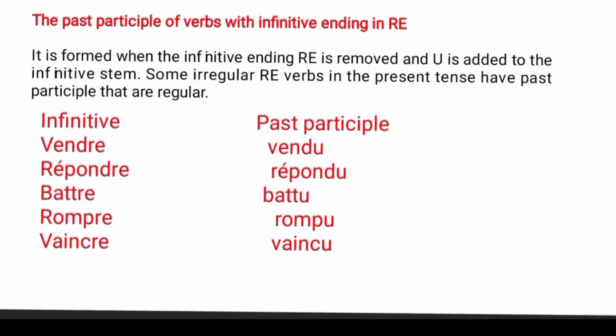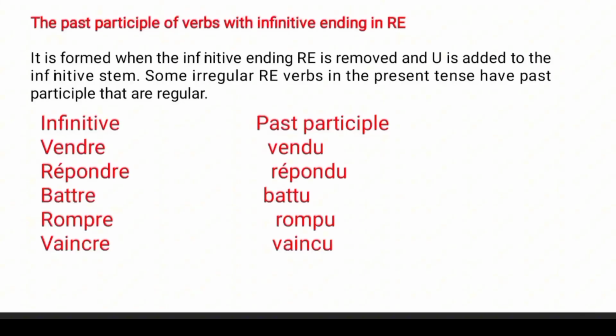The past participle of verbs ending in RE, which are third group verbs. When you have verbs that end in RE, most of the time what we do is remove the RE and put the U. It works for a lot of them, but not all. You have, for example, vendre as vendu, répondre as répondu, battre as battu, rompre as rompu, vaincre as vaincu.